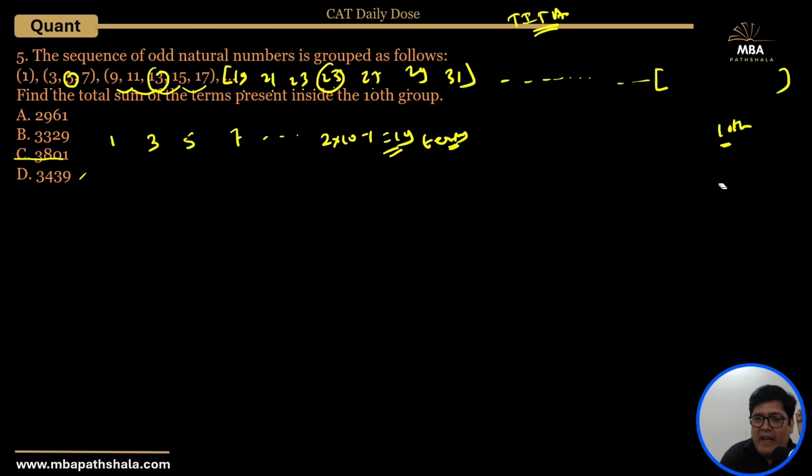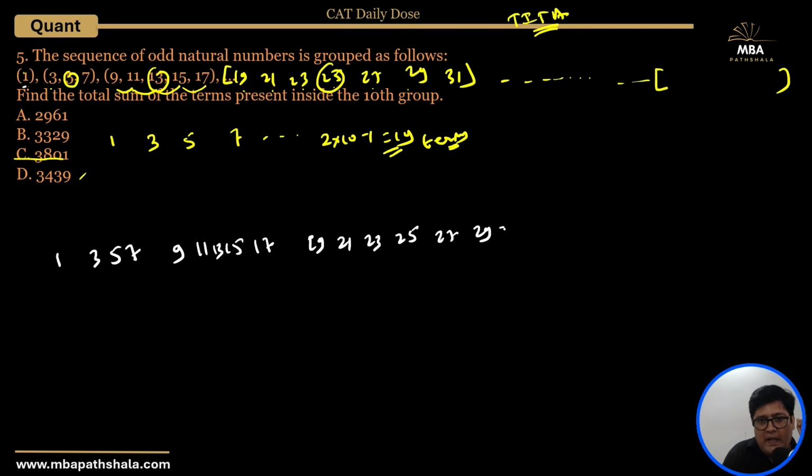Now I must find out those terms. I need to find a pattern in either the first term or the last term and so forth. 1, 3, 5, 7, 9, 11, 13, 15, 17, 19, 21, 23, 25, 27, 29, 31. I want you to learn these tricks.